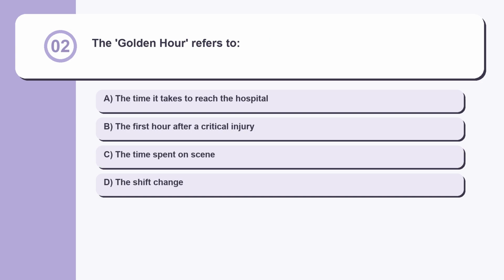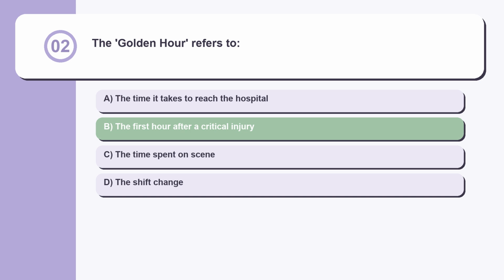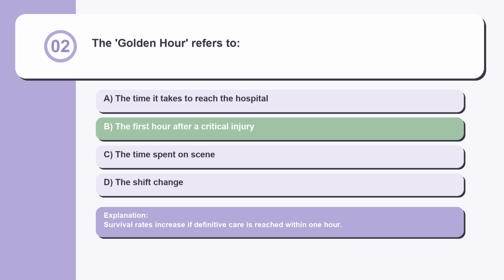Question 2. The golden hour refers to the time it takes to reach the hospital, the first hour after a critical injury, the time spent on scene, the shift change. Survival rates increase if definitive care is reached within 1 hour.